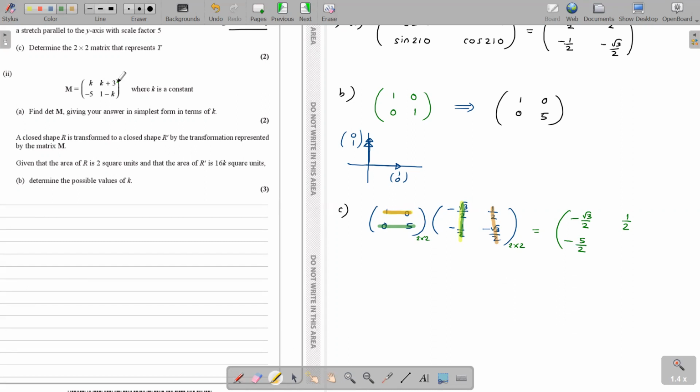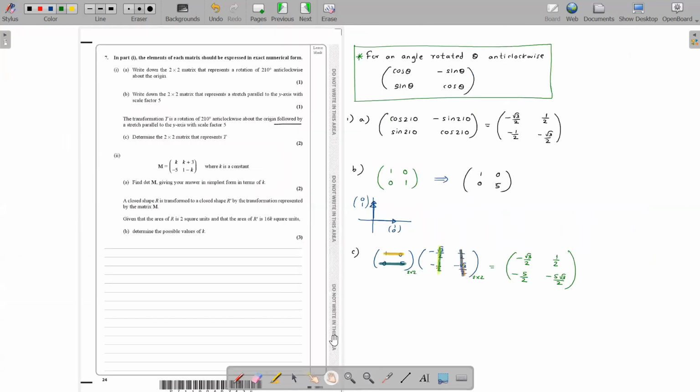The last one, we multiply 0, 5 with half root 3 over 2. What do we get? 0 into half is 0. 5 into minus root 3 over 2 is minus 5 root 3 over 2. So this is the answer we get. Is that clear? Okay, let's go to the next part now.